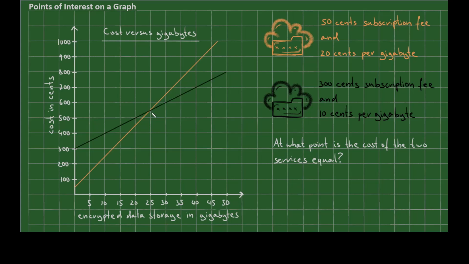The point of intersection represents a point where the cost is equal. And based on this graph, the point of intersection appears to be at 25, 550. This means that after we have uploaded 25 gigabytes, both services would cost 550 cents. After that, the black service becomes cheaper.